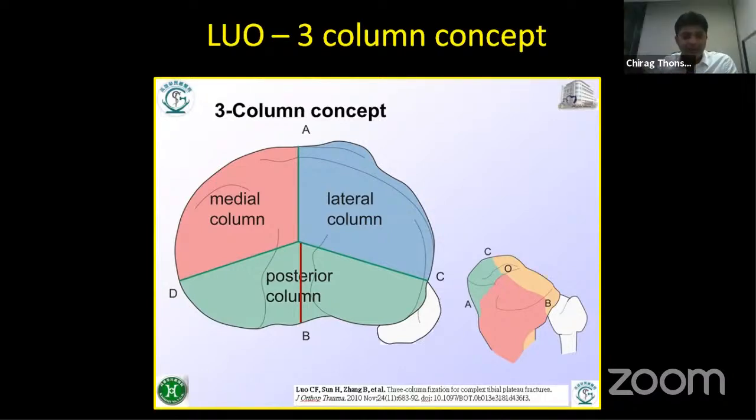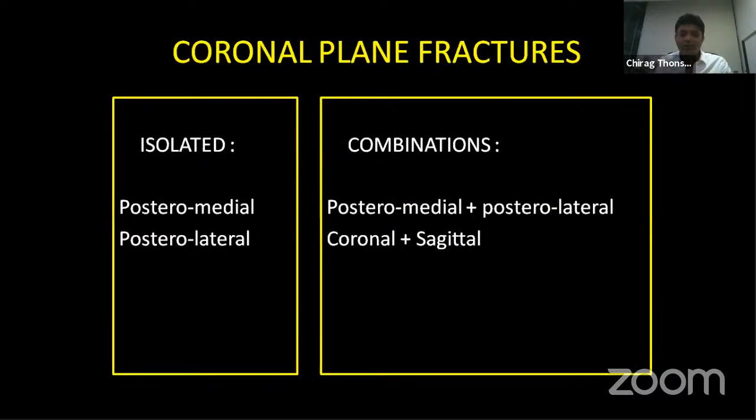I will just brief about the three-column concept. Just to brief about a few things which we miss out on in an open procedure as well, it's very important that we understand the three-column concept whenever you have a proximal tibial fracture, when we're talking about type 3, type 4 or type 5 fractures. This could be in multiple planes. We usually divide the proximal tibia into a medial column, a lateral column, and a posterior column. So it could be a combination of any fracture.